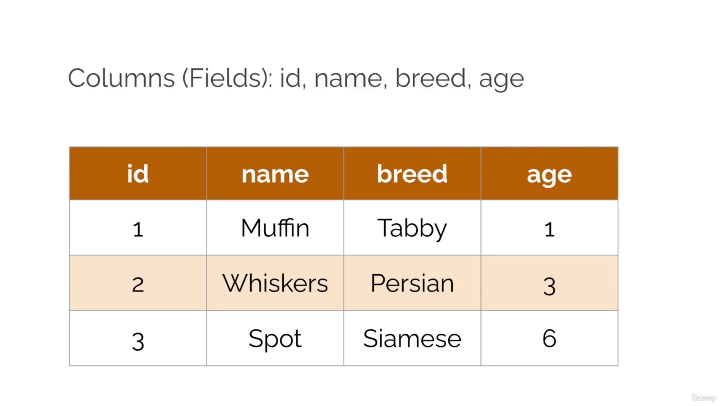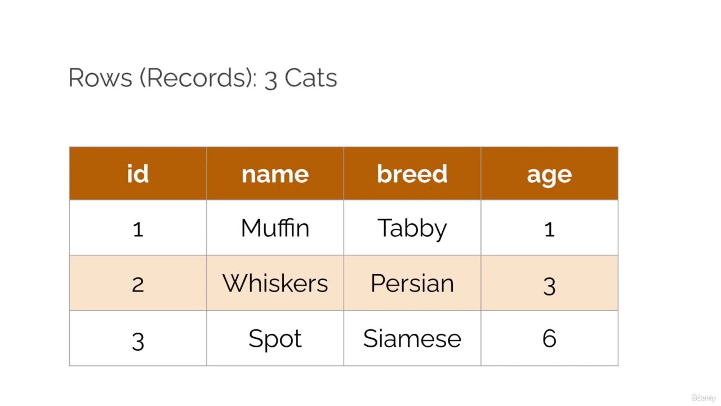The columns of the table are ID, name, breed, and age. These are also called fields or attributes or properties, because each of the columns describes something about one cat. And this is always the convention for a database. The columns are the properties of an entity. Then each row represents an entity or a record. You can also call this a sample or an object. In this table, we have 3 rows, and this represents 3 cat entities.